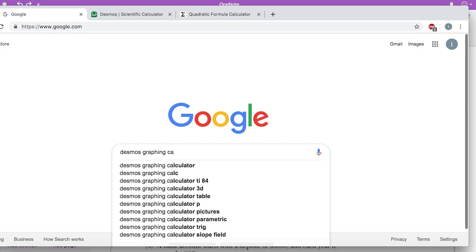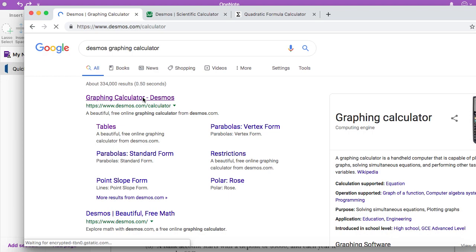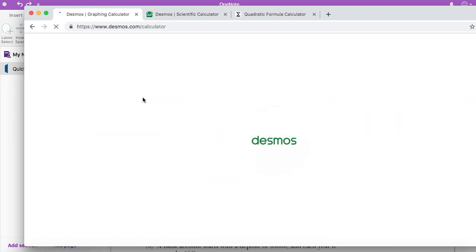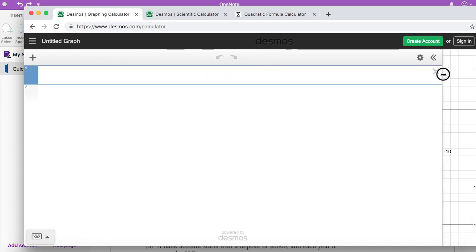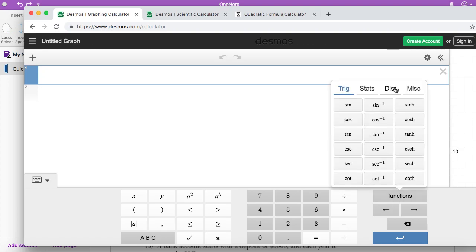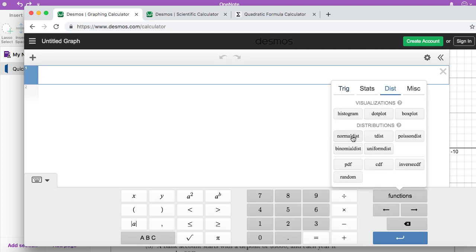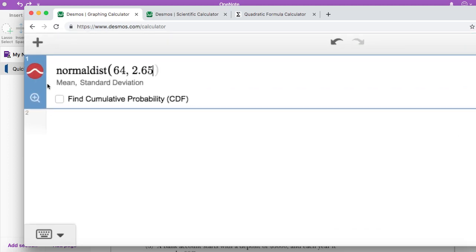So Desmos graphing calculator, it's useful for a lot of different things. Go to graphing calculator Desmos. And even though we're not using the graph feature, I'm going to just extend this so that I don't need to look at the graph. I'm going to enlarge this keyboard and go to functions. And then I'm going to DIST, which stands for distribution. And we want to look at normal distribution. Then if I look here on the left, I enter the mean first, followed by the standard deviation. See how it says mean, comma, standard deviation?